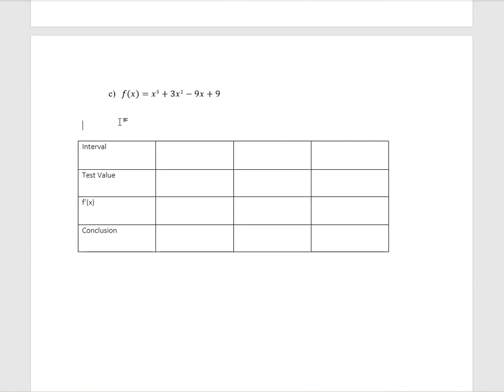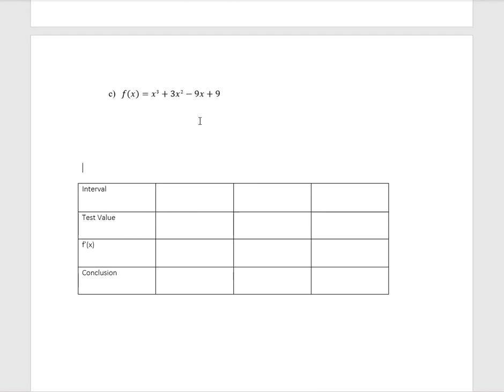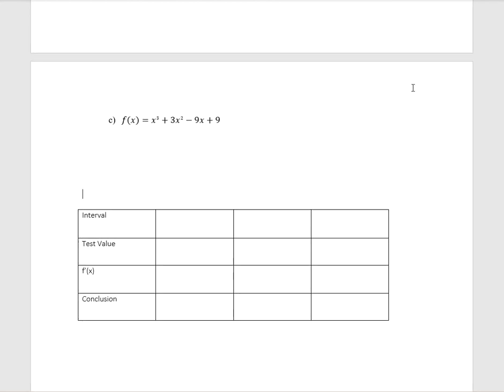Okay. Here's how I would actually do it. So I know I'm going to be using the first and second derivative test. I would take the first derivative, 3x squared plus 6x minus 9. And then I would take the second derivative. Second derivative is 6x plus 6.